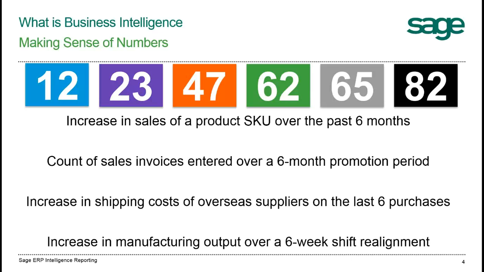And then lastly, maybe it's an increase in manufacturing output over a 6-week shift realignment. So I decide to adjust my shift scheduling to get optimal performance. And these numbers might represent the increase in production from that adjustment. So again, the numbers alone don't really tell the story or provide insight into the business. But when we put these numbers into context to make sense of the data we're capturing, it's really going to empower us to make better business decisions, operate more efficiently, and ultimately improve our bottom line.